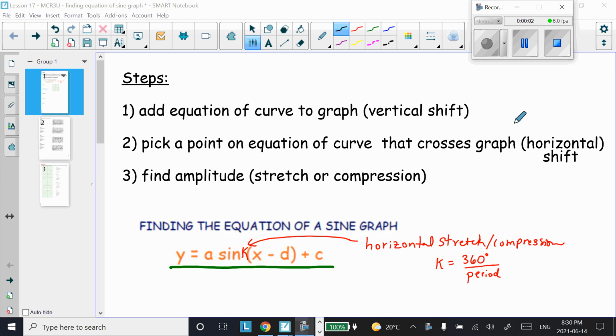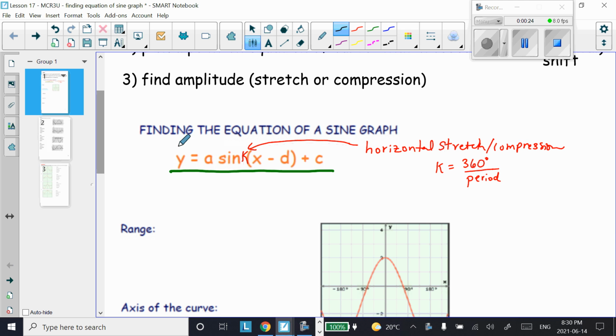All right, so in this lesson, I'm going to show you how to very easily find the equation of a sine graph. The steps are, you want to add the equation of the curve to the graph first, okay? Then you want to pick a point on the equation of the curve that crosses your graph, and then you want to find the amplitude, which is the stretch or compression. And we're going to write it in this form here.